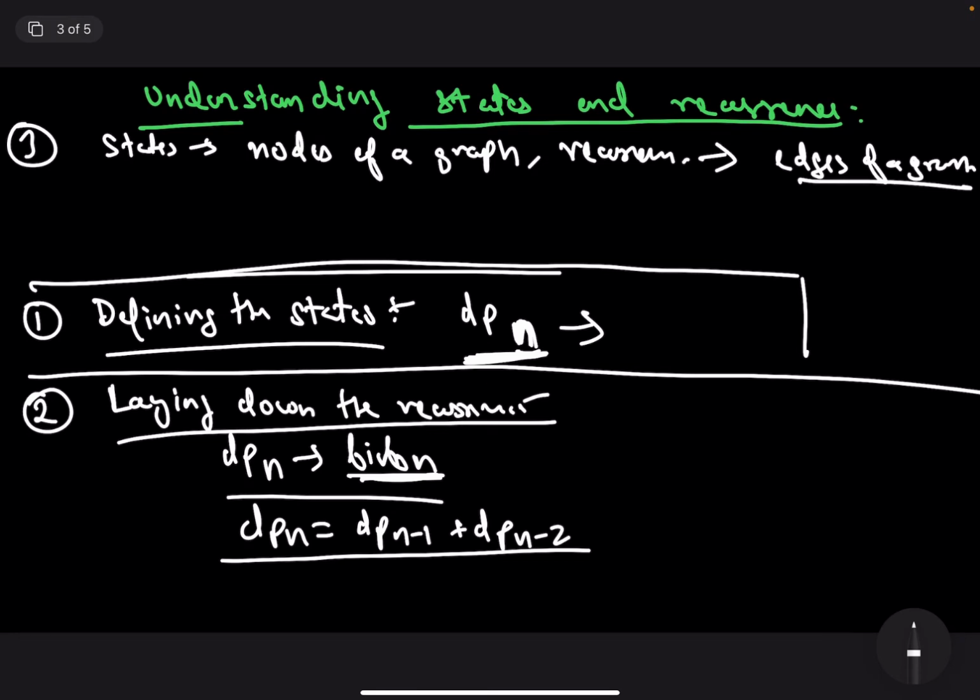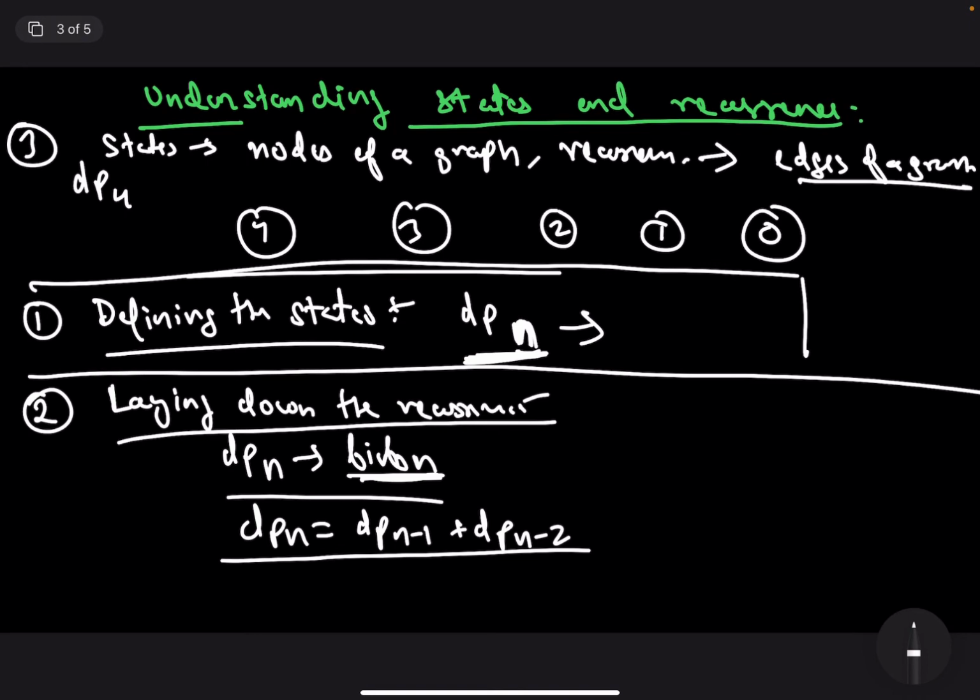So how do I actually draw a graph for this Fibonacci problem? Let's say I want to compute DP of 4. Whenever you want to draw the states for a problem, the first thing you need to do is find the number of states. Since you want to compute DP of 4, there will be 5 states in total. That is why you will have 5 different nodes: 4, 3, 2, 1 and 0.